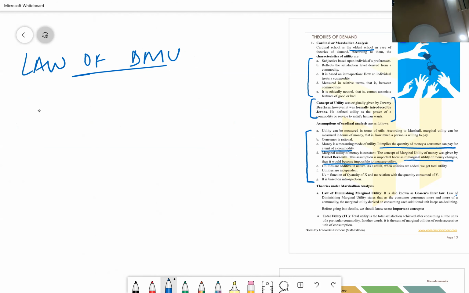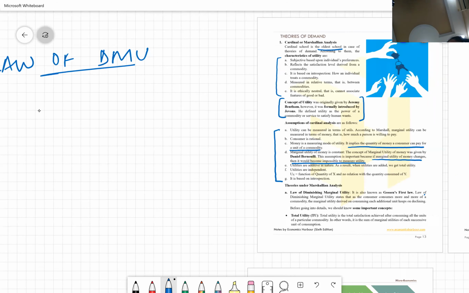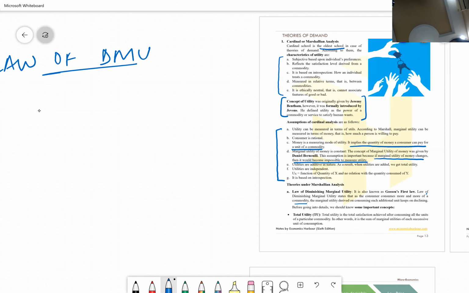It states that as the consumer consumes more and more of a commodity, the marginal utility derived from consuming each additional unit keeps on decreasing. That is, as and when you increase the consumption, the marginal utility derived from each extra commodity consumed will decline.